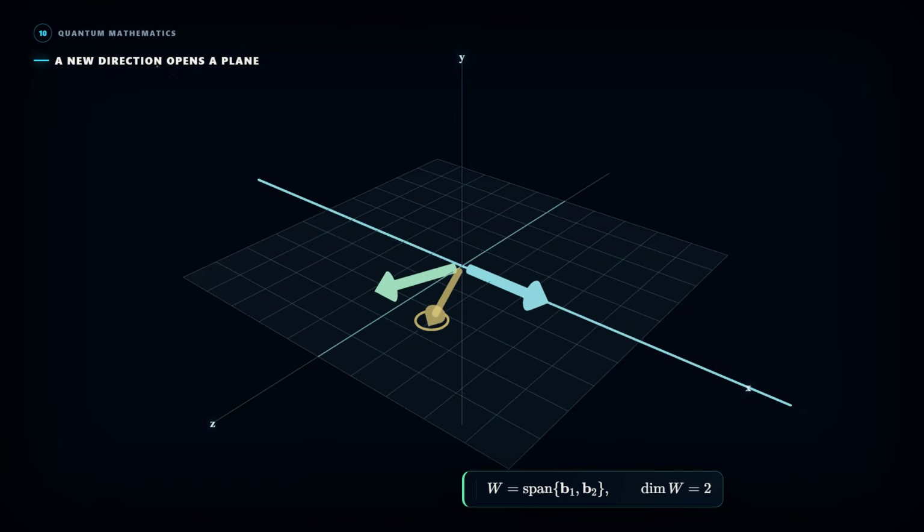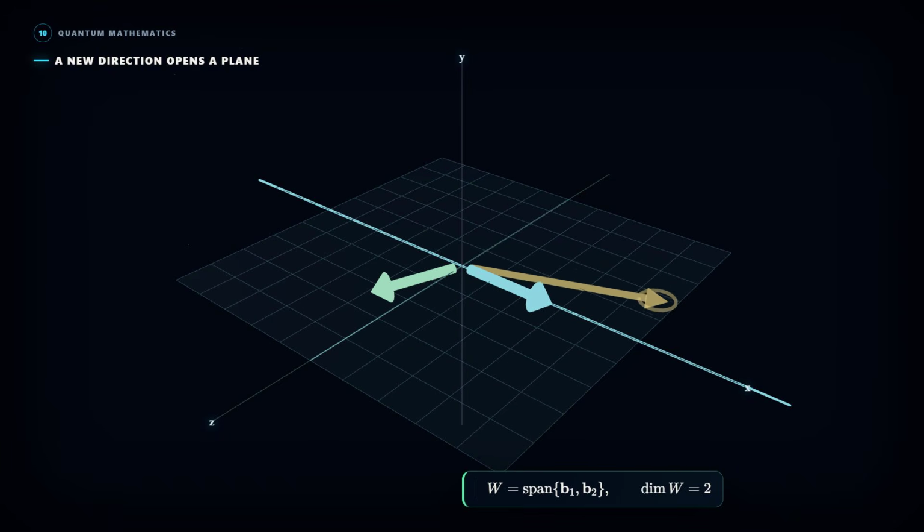Bring back B2. It is not a multiple of B1, so it opens a genuinely new direction. Vary both coefficients, and the possible endpoints sweep across an entire plane. Every point on that plane is one linear combination of B1 and B2, and every such combination stays on the plane. This is the span of B1 and B2. The computer now has two independent degrees of freedom, so this reachable space has dimension 2.